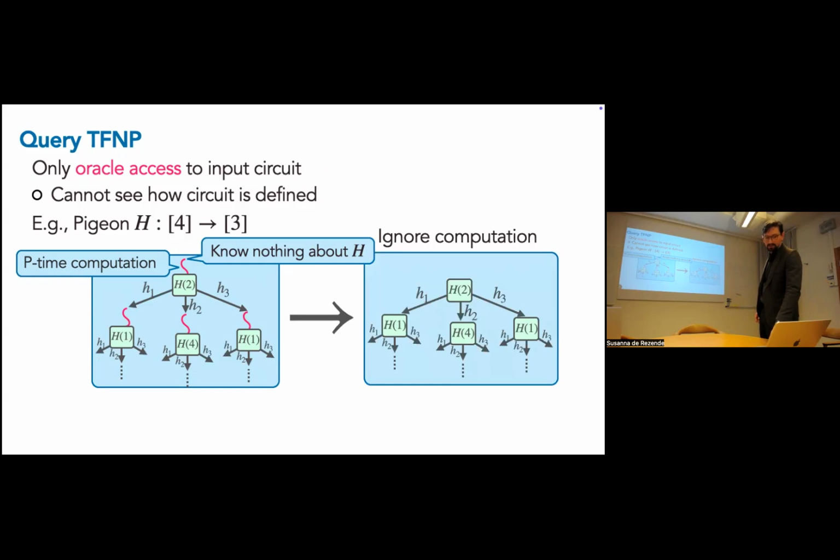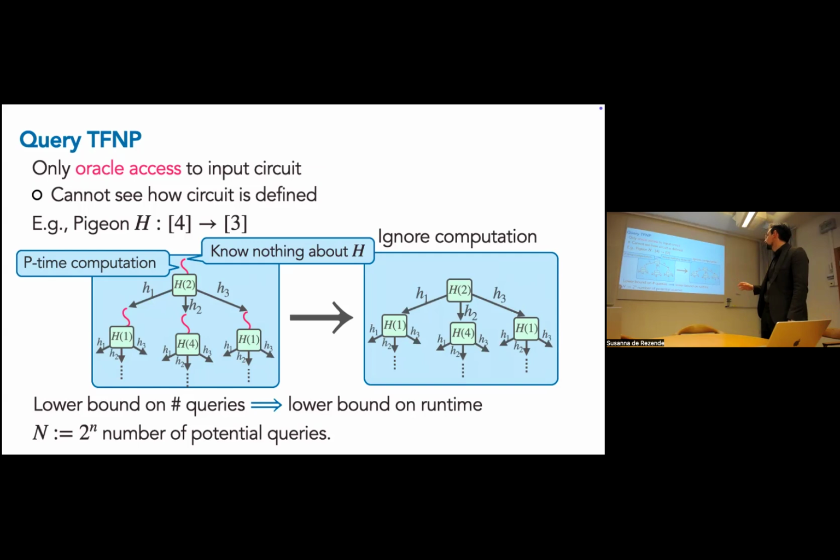And so what we want is lower bounds on the computation time of solving this pigeon problem. A lower bound on the number of queries gives us a lower bound on the total runtime. So we can just focus on that. Let's simplify the model. Lower bounds on the number of queries imply lower bounds on runtime. So we're going to study the number of queries that you need to the defining circuit in order to compute these total search problems.